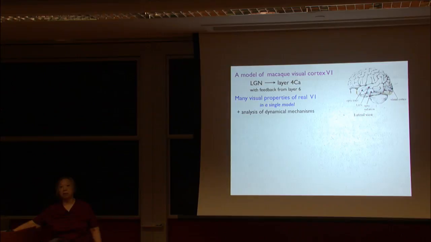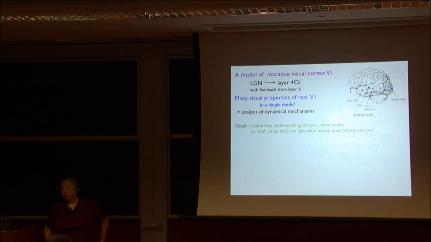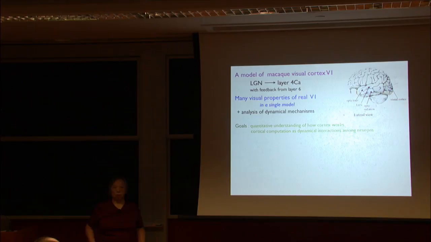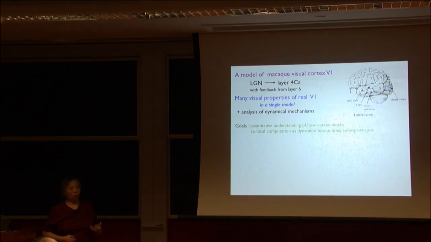Maybe I should first say what the goals of the talk are. The first goal is a more quantitative understanding of biology, in this case, how the cortex works. The second goal is to understand how cortex computes. Visual information comes to your retina as a point-to-point representation of data, but in the brain, it's not represented pixel by pixel. The brain processes it. It suppresses some information, it enhances some, it does all sorts of things to it. It computes. And this computation is made possible when neurons talk to each other. So I'd like to build a model that mimics that.